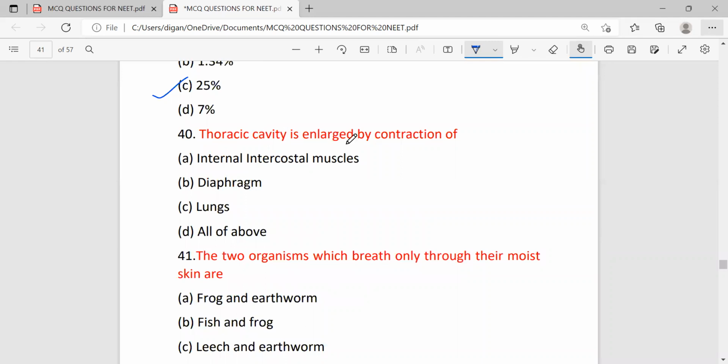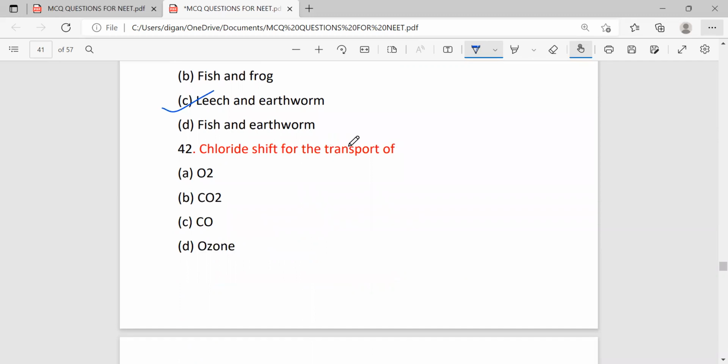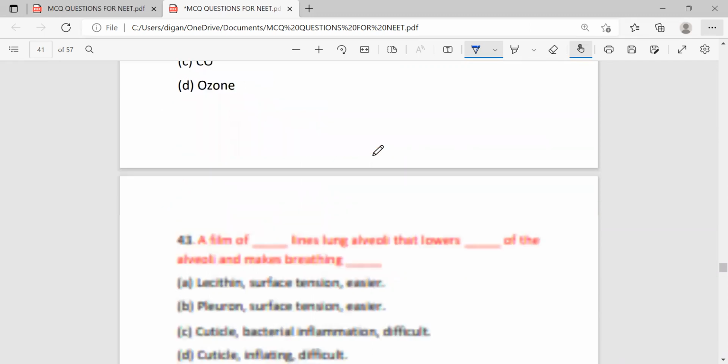Thoracic cavity is enlarged by contraction of diaphragm. The two organisms which breathe only through their moist skin are leeches and earthworm. Chloride shift is for the transport of carbon dioxide.